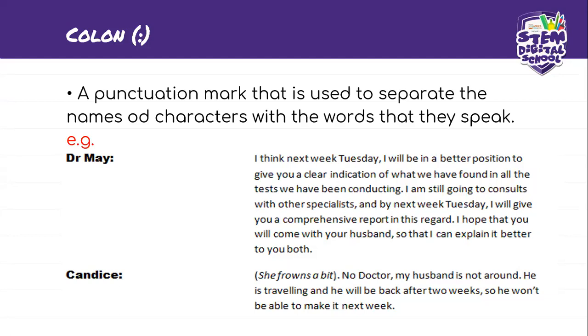Okay. I think next week, Tuesday, I'll be in a better position to give you a clear indication of what we have found in all the tests we have been conducting. I am still going to consult with other specialists, and by next week, Tuesday, I will give you a comprehensive report in this regard. I hope that you will come with your husband so that I can explain it better to you both. No, doctor. My husband is not around. He is traveling, and he will be back after 2 weeks, so he won't be able to make it next week.